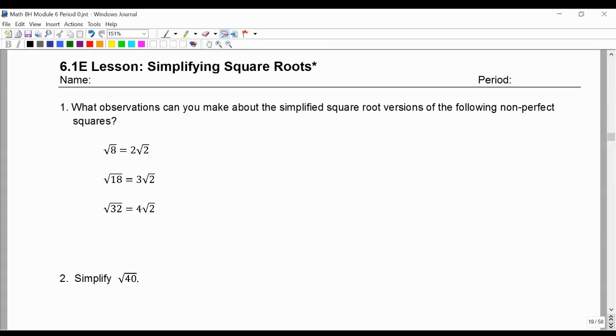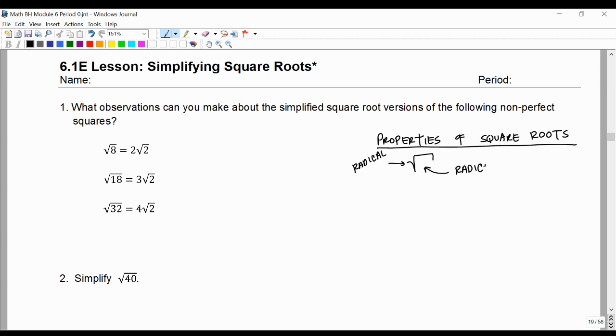In this video, I'm going to go through the 6-1E lesson, simplifying square roots. First off, we're going to look at some of the properties of square roots. First of all, with a square root, this symbol is called the radical, and the number inside is called the radicand.